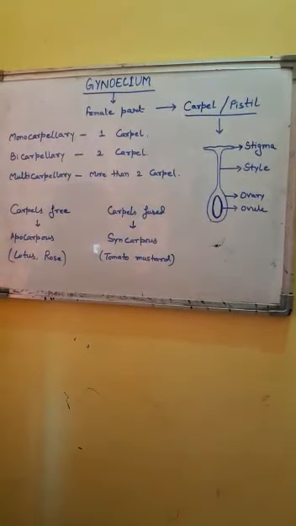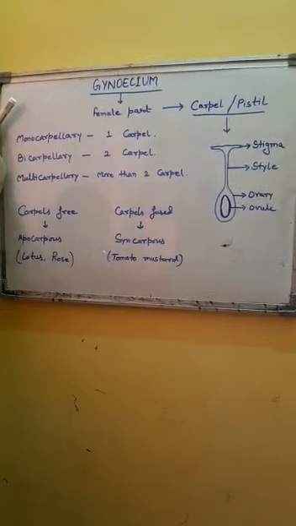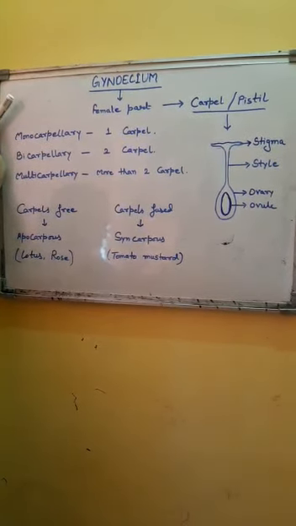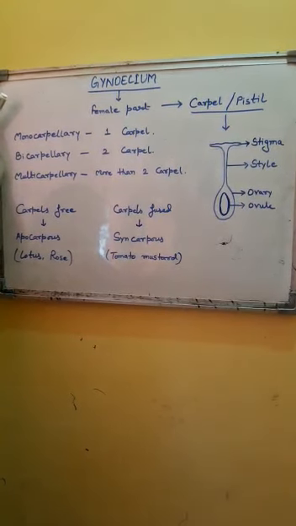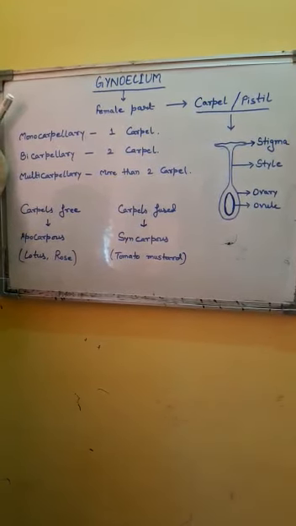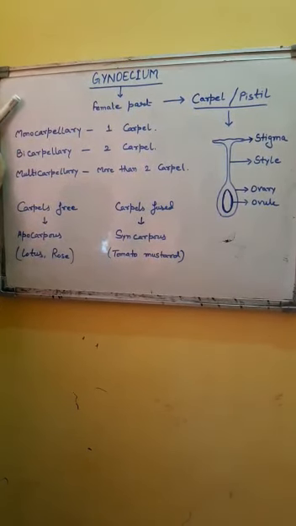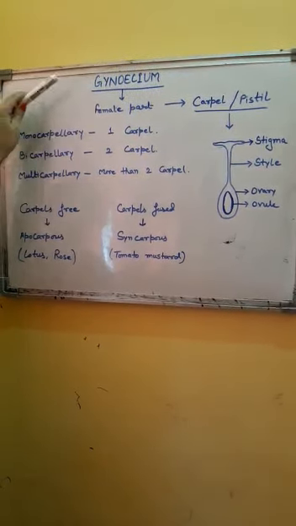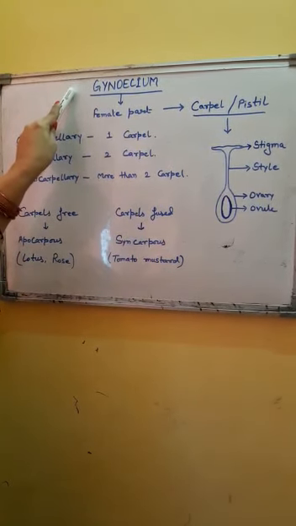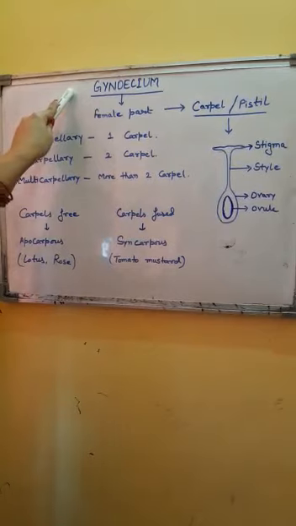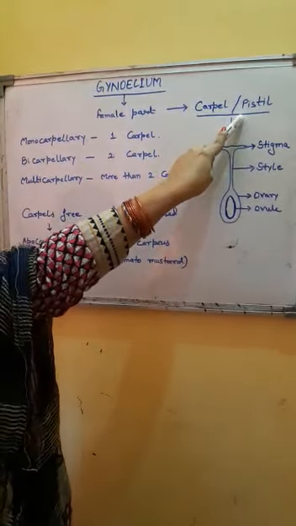Gynoecium is the innermost and fourth whorl of the flower. When we start from outside, the first part that we get is sepals, then petals, then the third whorl, that is the male reproductive part, androecium, and at last the fourth and innermost whorl of the flower is gynoecium. A single unit of gynoecium is called carpel or pistil.